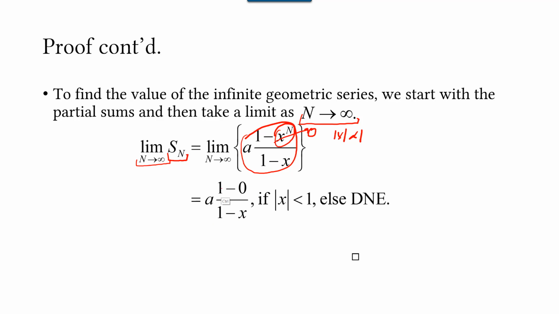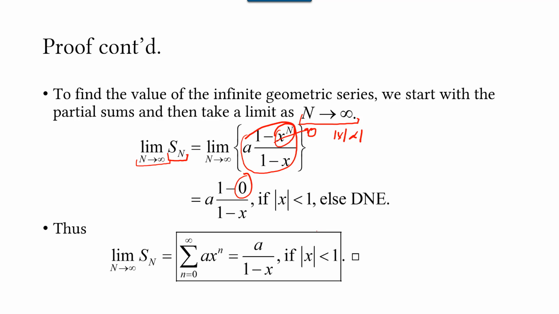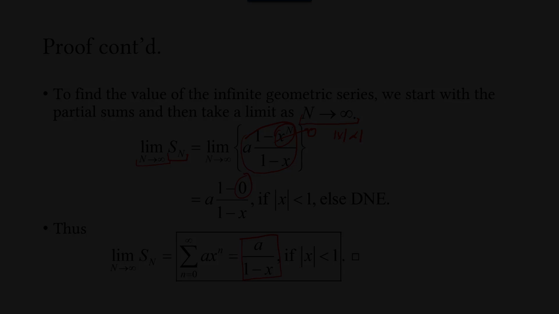But in the case where x to the n does go to 0, as we've indicated here, that's enough to finish the infinite geometric series formula, because on the top 1 minus 0 is just 1, and then if I multiply by a, I get the final result. The infinite geometric series is a over 1 minus x, provided that the absolute value of the ratio is less than 1.